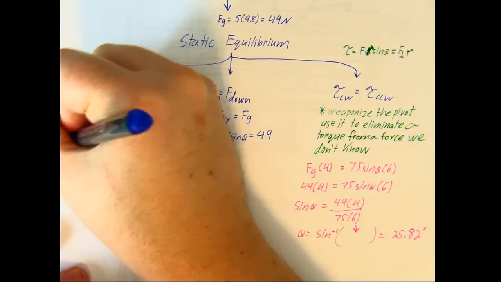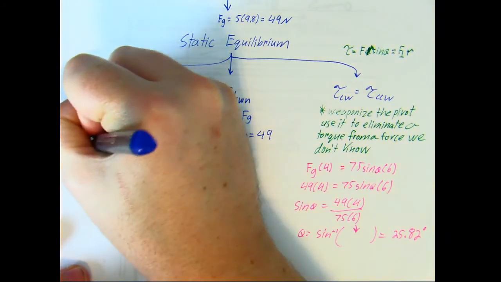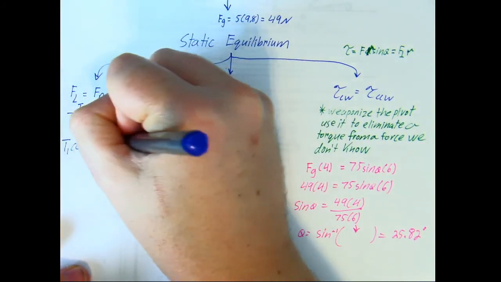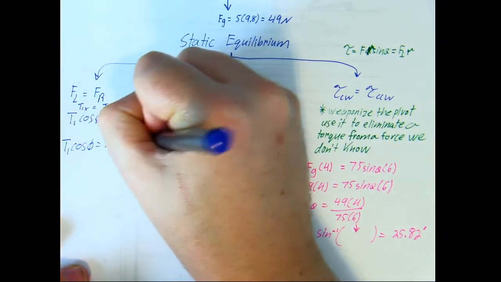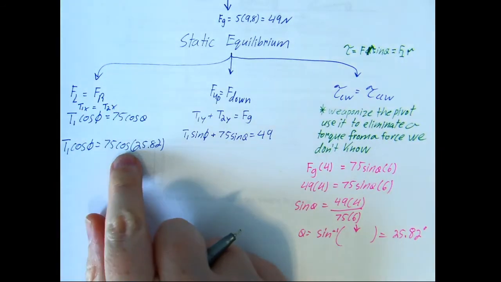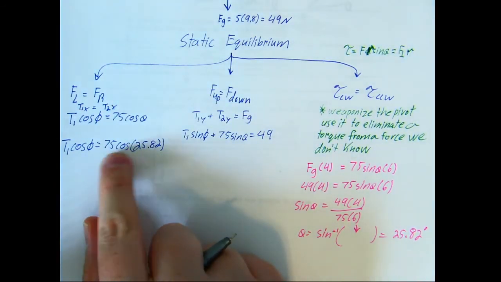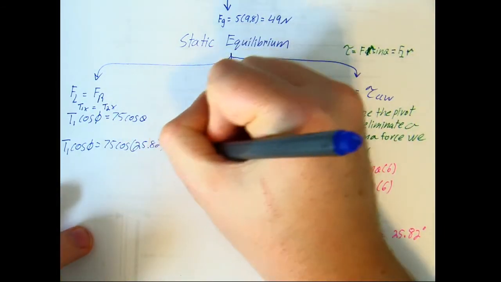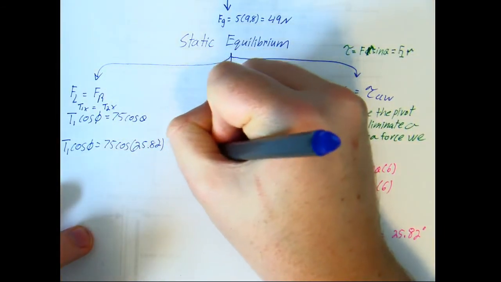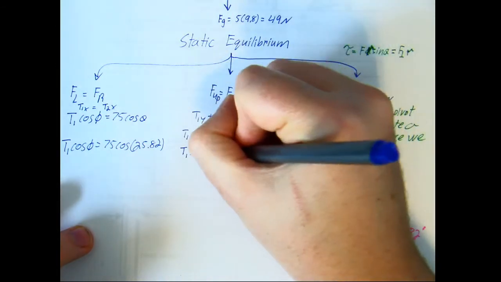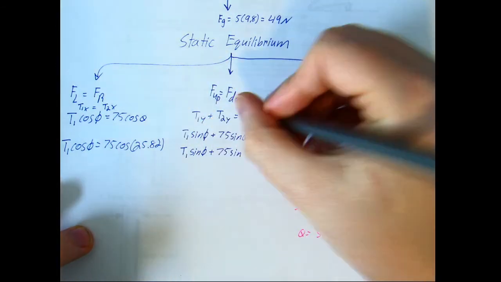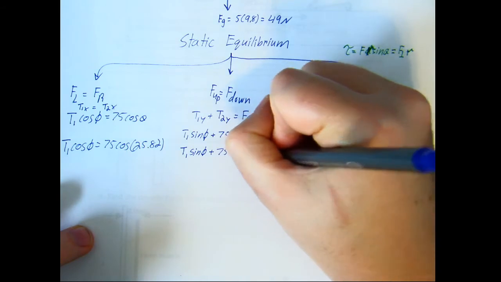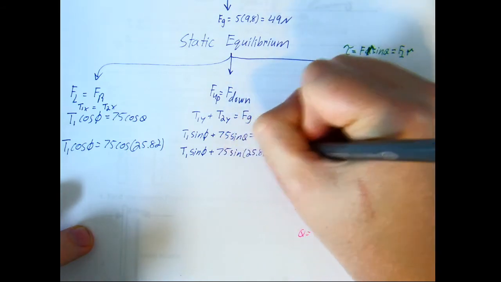So I'm going to get T1 cos phi equals 75 cos of 25.82. I'm not going to solve this yet. I'm going to leave it like this. This is exact form. There's no rounding. That is how I would recommend you approach that. Then T1 sine phi plus 75 sine of 25.82 is going to equal 49.